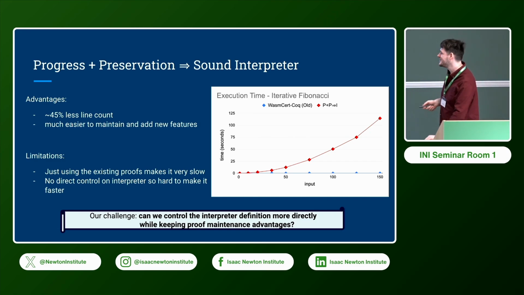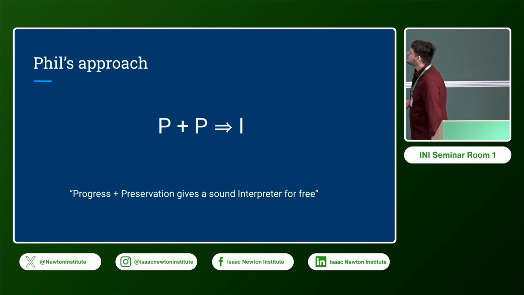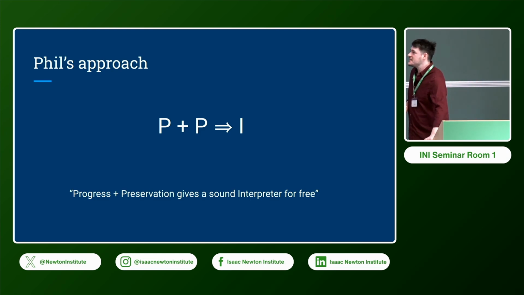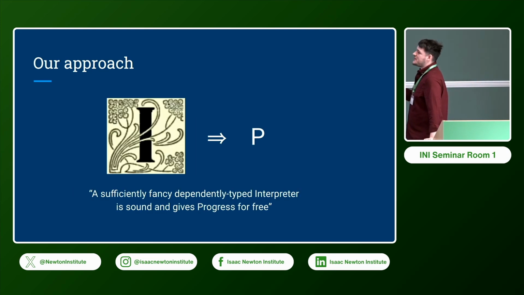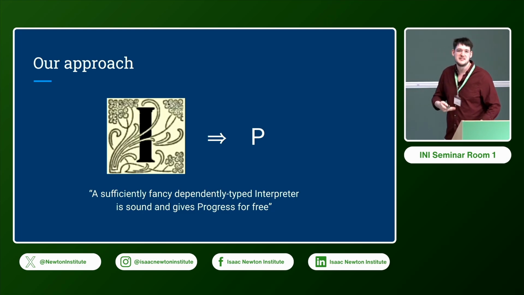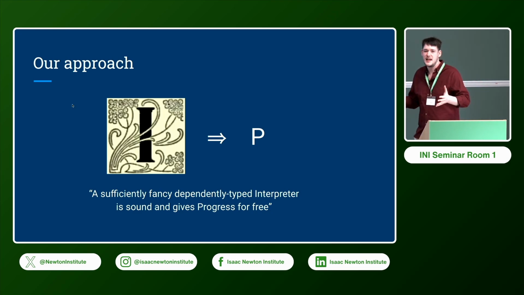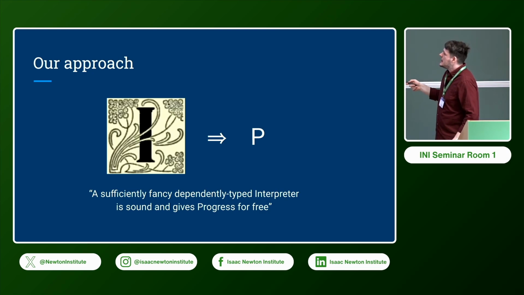But you're totally right. So Phil's approach was to recognize, okay, if you have progress and preservation, you get an interpreter for free. And we started thinking exactly in this other direction. What if we had a sufficiently fancy interpreter that as part of its certification is carrying some information we need to prove progress? And then if we can successfully get this interpreter defined and well typed, that implies progress. And so we still have this idea that we have one definition doing the work of two things in our previous mechanization. But because the thing we start by defining is the interpreter, we have a lot more fine-grained control over computationally what it's doing.